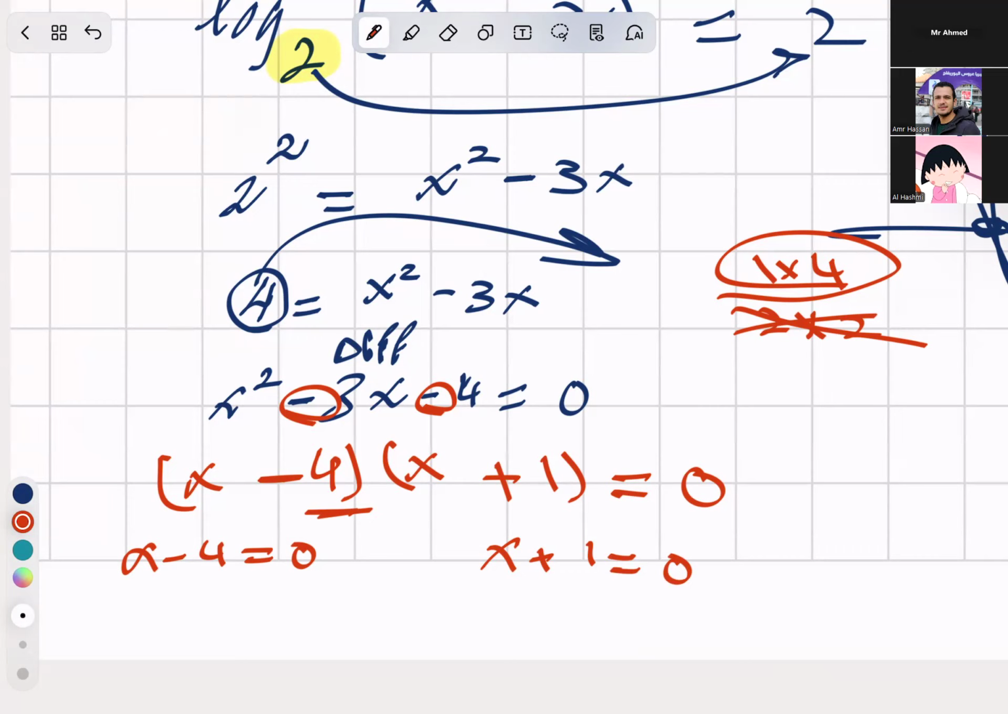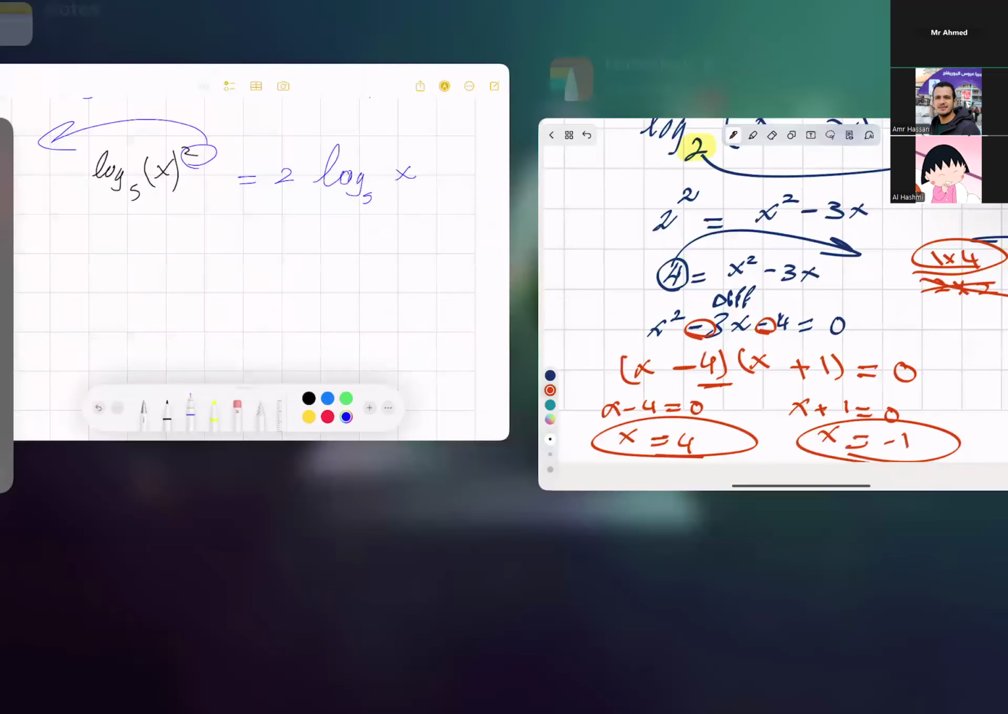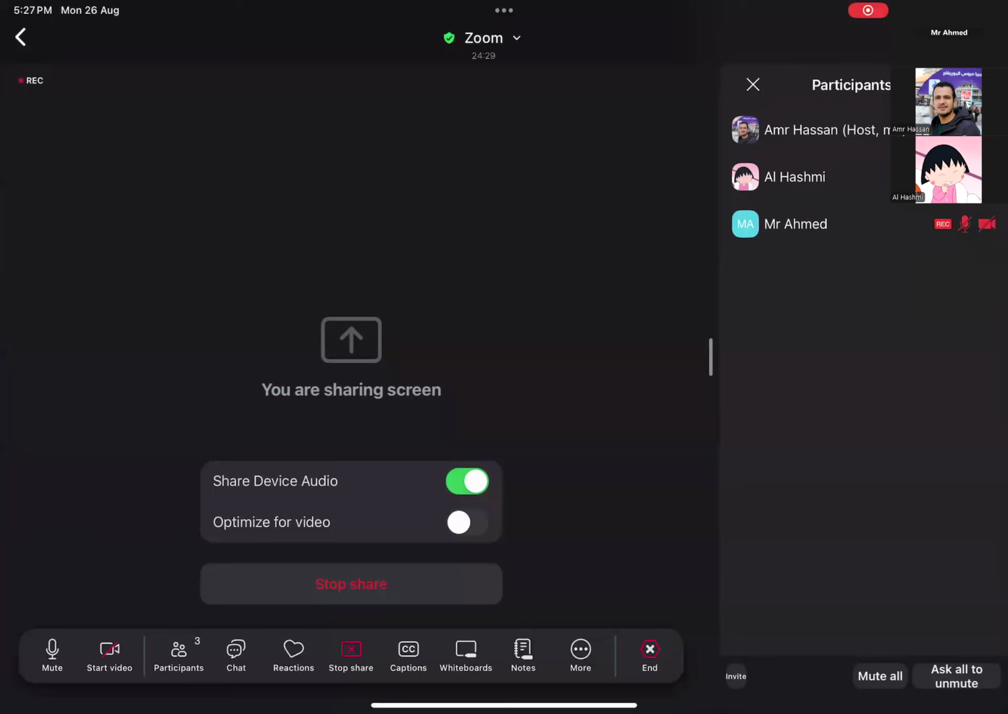And then I need to isolate x by itself, which makes sense. I need to move negative 4 from the left-hand side to the right-hand side. So x equals 4. On the other side, x equals negative 1, right? Which makes sense. I have a couple of solutions. Did you get it? Is this one clear for you? Yes.